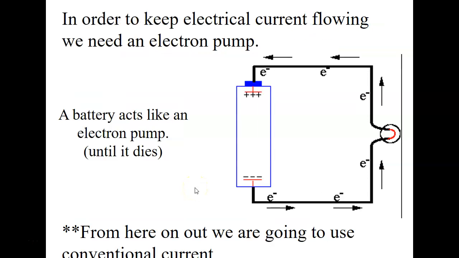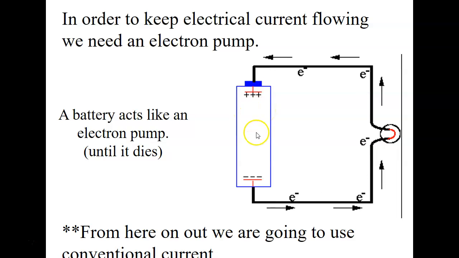In order to keep electrons flowing, we need an electron pump, and a battery sometimes serves that purpose. Sometimes it's your electrical outlet, although they work a little bit differently, and that's alternating current, which is beyond the scope of this class.